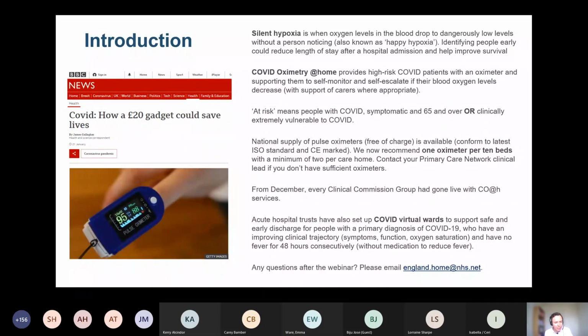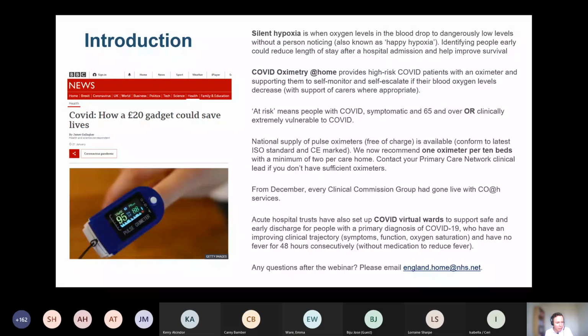Okay, so in terms of a brief introduction, I'm just going to cover some of the fundamentals, and I appreciate some of you will be familiar with this already. So firstly, what is silent hypoxia? Well, it's often talked about in the media as happy hypoxia, but essentially it's when oxygen levels in the blood drop to dangerously low levels without a person noticing. So this is one of the unusual and also dangerous features of COVID.